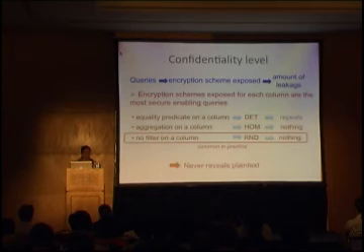But the takeaway point is that we never reveal the plaintext to the database server because we never decrypt the lowest layer of the onion.